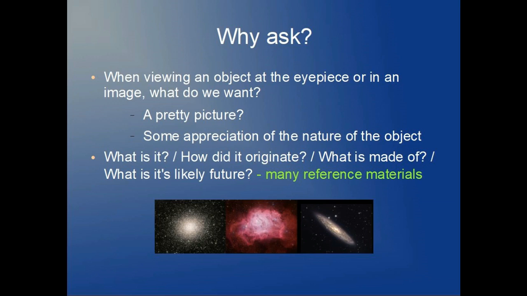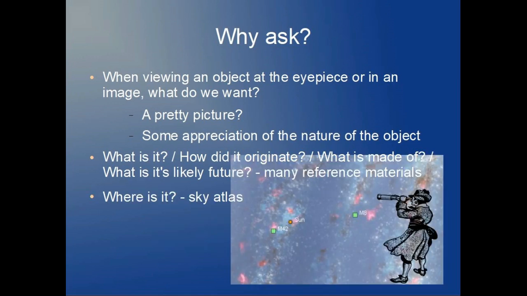And then, of course, there is the background information that applies to that class of object. How did it originate? What is it made of? And what's its likely future? Then there is the matter of where is it in the sky? You may think that that's blindingly obvious. Clearly it's where our telescope is pointing when we're viewing the object. But there's more to it than that.